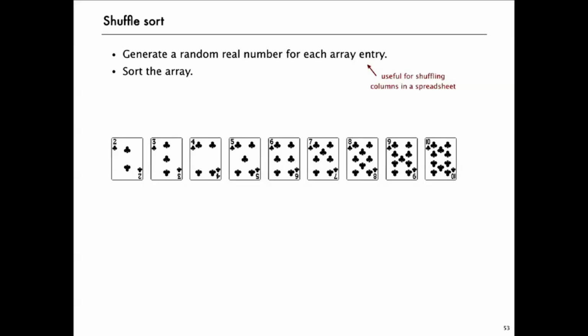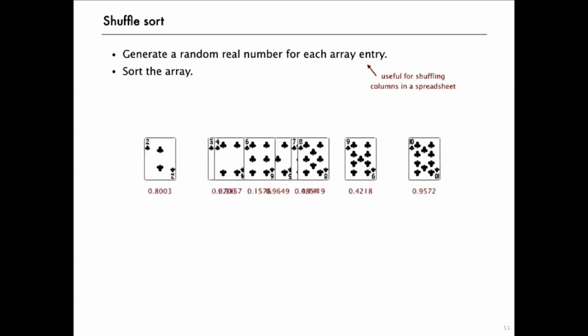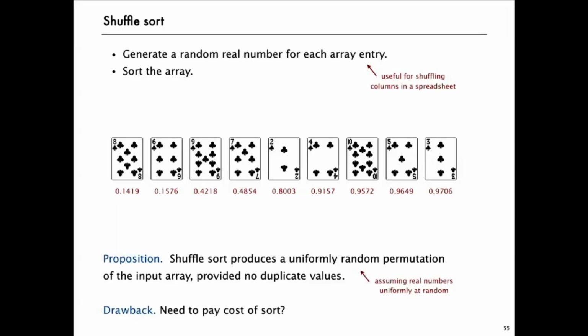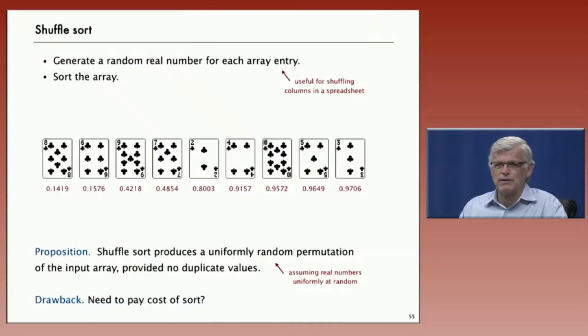It seems like the opposite. The idea is just to generate a random real number for every array entry and then sort using those random numbers as the keys. That's an effective way to get things shuffled. And it's possible to prove that that produces a uniformly random permutation of the input if there are no duplicate values, assuming that you have real numbers that are generated uniformly at random. And that just means that it's well shuffled, that every possible way of shuffling the deck appears with equal probability.